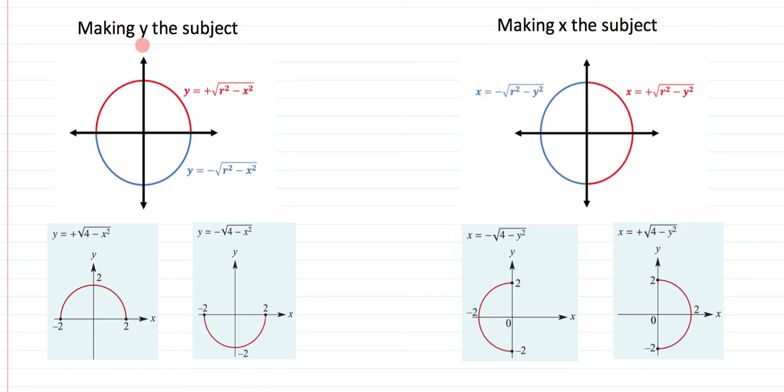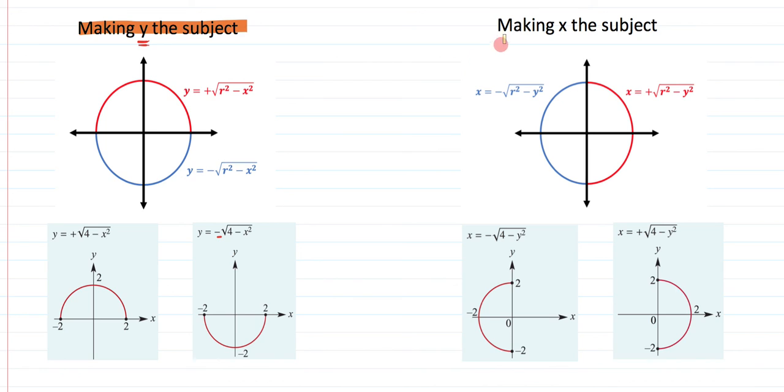So notice that we made y the subject. And when we made y the subject, when I had a positive in front of my square root, that corresponded to the top half of my circle. And when I had a negative, it corresponded to the bottom half of my circle. So here's an example of y equals plus the square root of 4 minus x squared. And as you can see, it's the top half. And when it's minus, it's the bottom half. And all of this is when we're making y the subject.